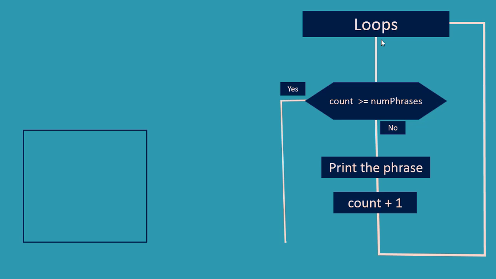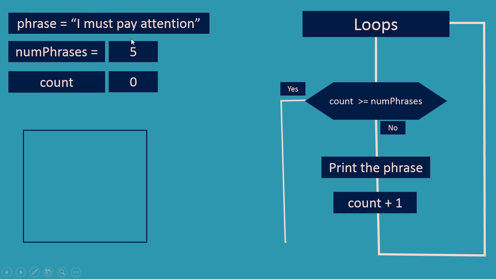Suppose your teacher tells you that you must write 5 times the phrase, "I must pay attention." First, we need a variable that stores the text that you are going to write 5 times. We need another variable that stores the number of times that the teacher is asking you to write the phrase. And finally, we need to open another variable that will count how many times you have already written the phrase in your notebook. It will start at 0 and will increase.